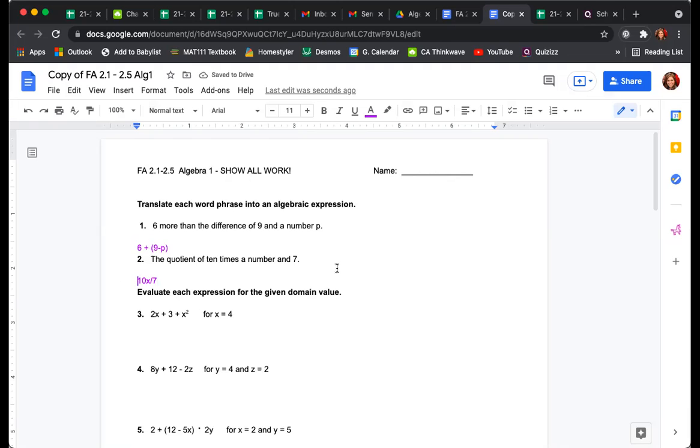Very particularly here, I'm going to put my numerator in parentheses because number 2 says the quotient of blank. So the quotient of 10 times the number, that means 10x, all of that is in the numerator. I want to write that in parentheses to make sure, if I need to put something similar in my calculator, that my calculator reads it correctly.